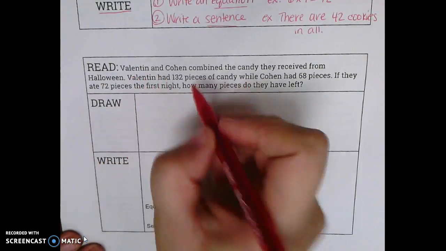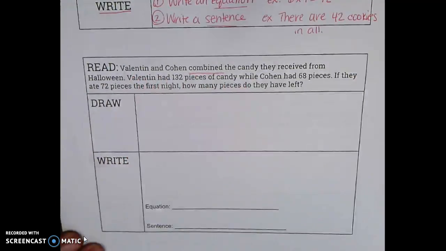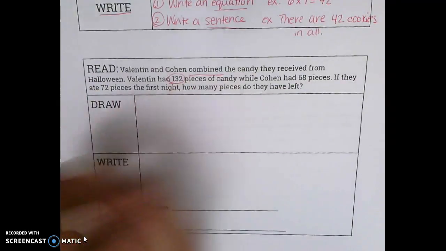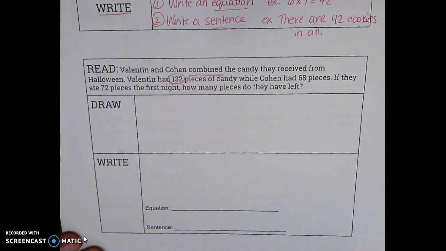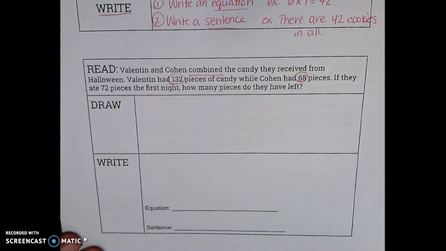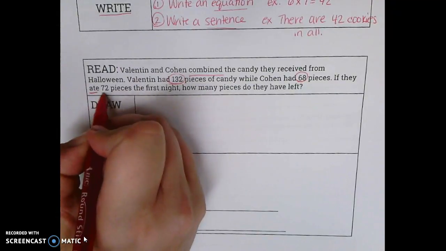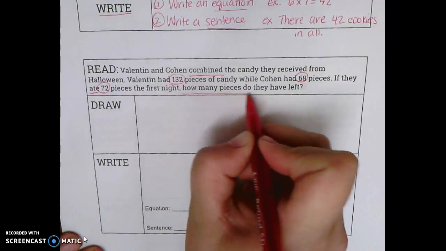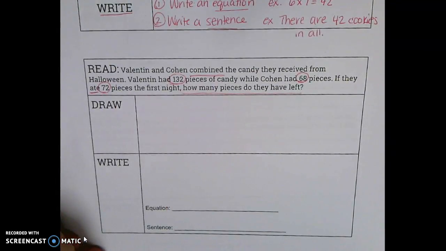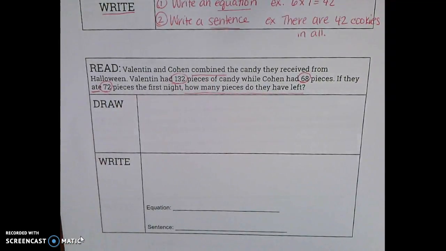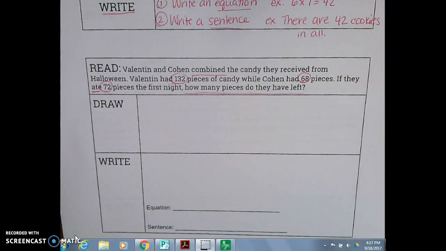Valentine and Cohen combined, that looks like a keyword, I'm going to underline it, the candy they received from Halloween. Valentine had 132 pieces of candy, while Cohen had 68 pieces of candy. If they ate 72 pieces the first night, how many pieces do they have left? So I circled my numbers and underlined keywords. Alright, sorry guys, let's get back to that.